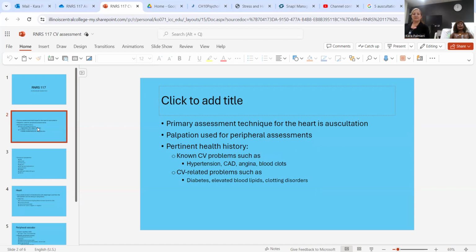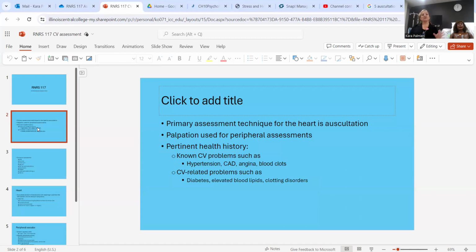Some other things: they might have hypertension or high blood pressure, known coronary artery disease. Maybe they've already had a bypass surgery or had cardiovascular stents put in. Maybe they have angina or they've had a history of blood clots. All of those would be considered to be cardiovascular history.